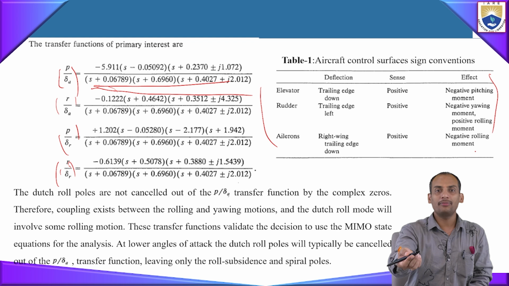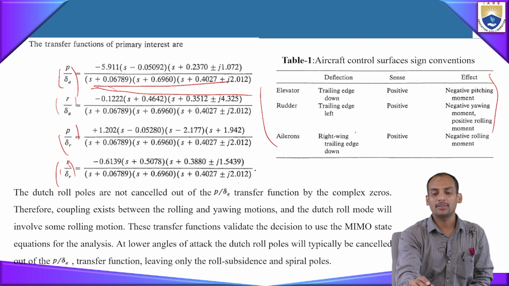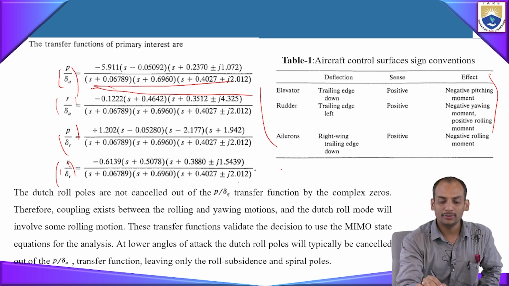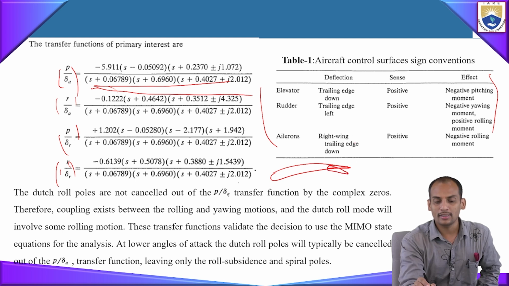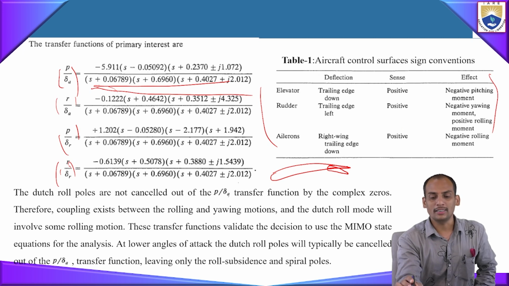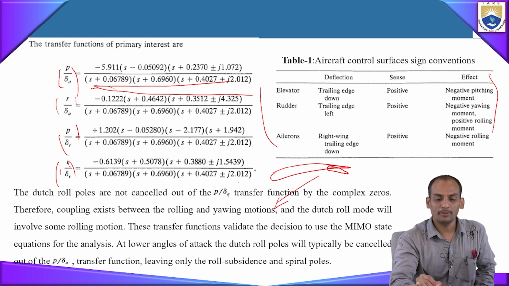When we are giving the control surface input, what are the deflections and the sign convention for those deflections, we have to see here. When the elevator trailing edge is down, the elevator is operated like this. So this is an aircraft airfoil section, and this is the elevator. If it is in a downward direction, the trailing edge is down, then that sign will be positive and a negative pitching moment will take place. So when it is down, the pitching moment will be negative.